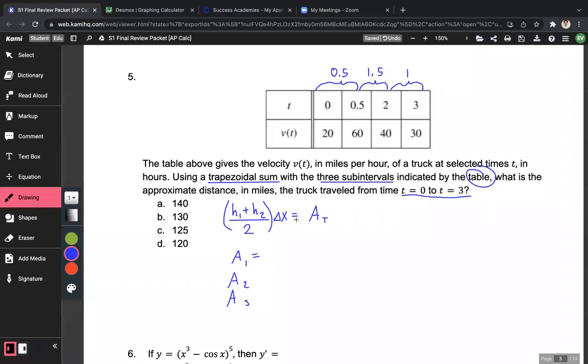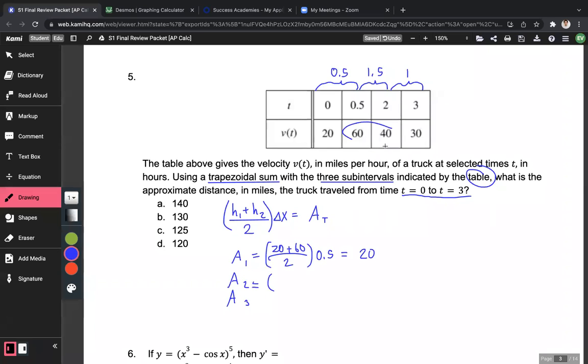So the area of the first interval is going to be my first two heights, 20 plus 60 over 2, times delta x. I said that interval was 0.5 units long. So that is going to equal 20 plus 60 is 80, divided by 2 is 40, times 0.5 is 20. It would very likely be a question that you could do without a calculator.